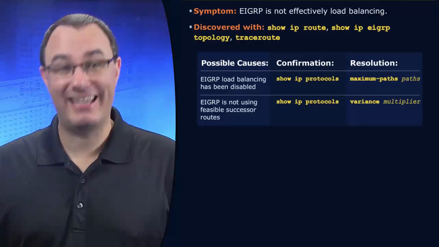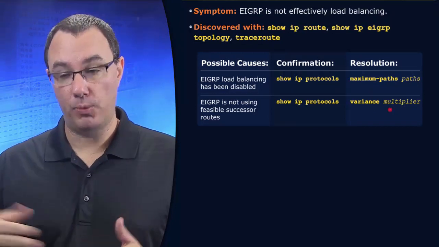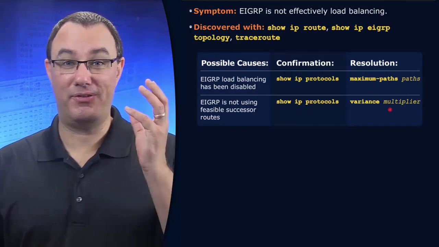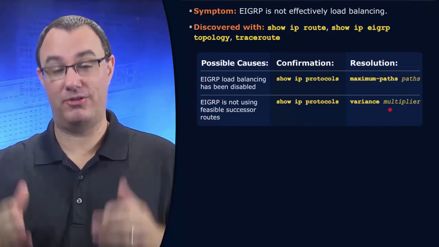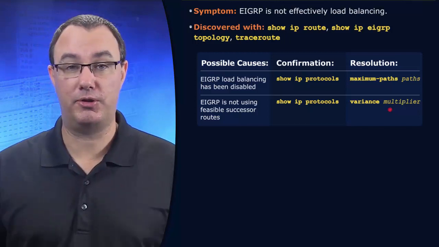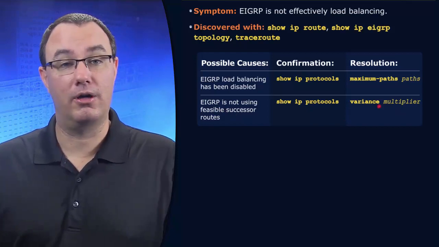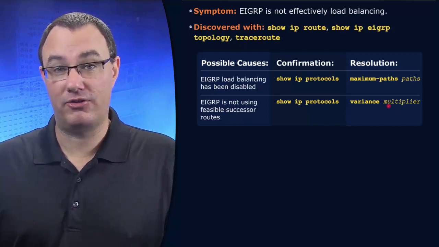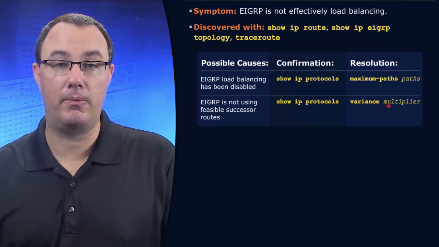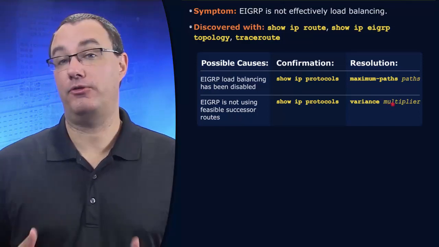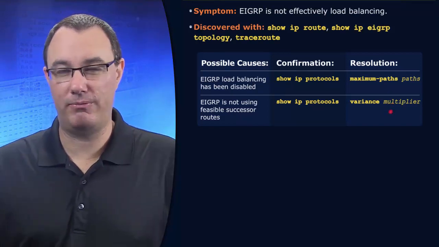Unequal load balancing kicks in that case, and then you would use a multiplier above 1, representative of the ratio of the metric of the successor versus feasible successor. So if the ratio is 2 to 1, you'd use a multiplier of 2. 3 to 1, you'd use a multiplier of 3. This is not a course on recognizing feasible successors or tuning variance for unequal load balancing. I want you to know where to go to fix it, assuming you know what the fundamentals are, okay? So EIGRP load balancing, really only 2 places to worry about.